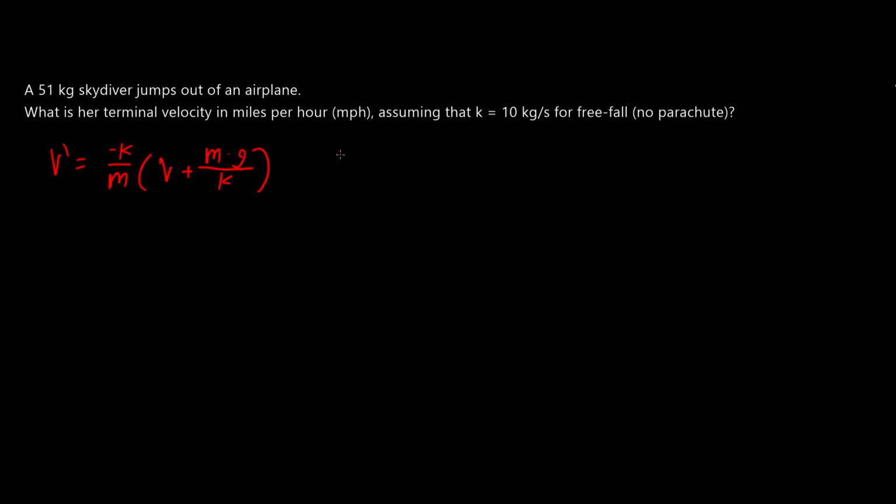So first, let's write down what we have. So we were given k, which is 10. It's in kilograms per second, but I'm going to leave out the units for now. We also know that g will just be 9.8 meters per second squared. That'll always stay the same. We were also given m, which is the mass of the skydiver, which is 51 kilograms.